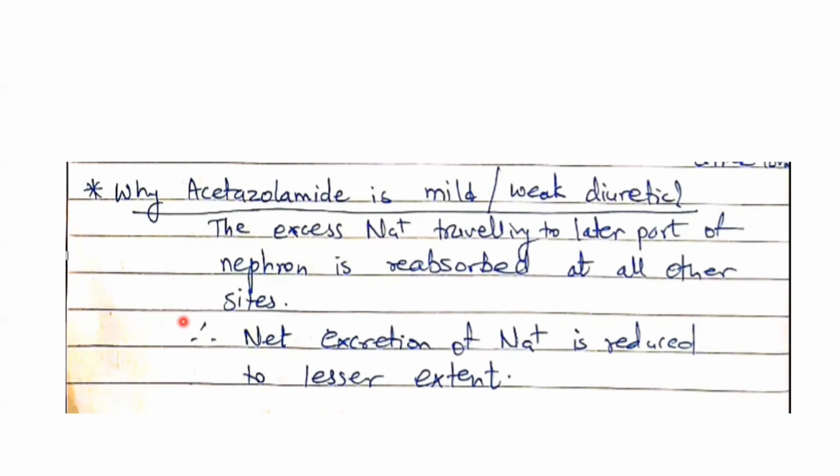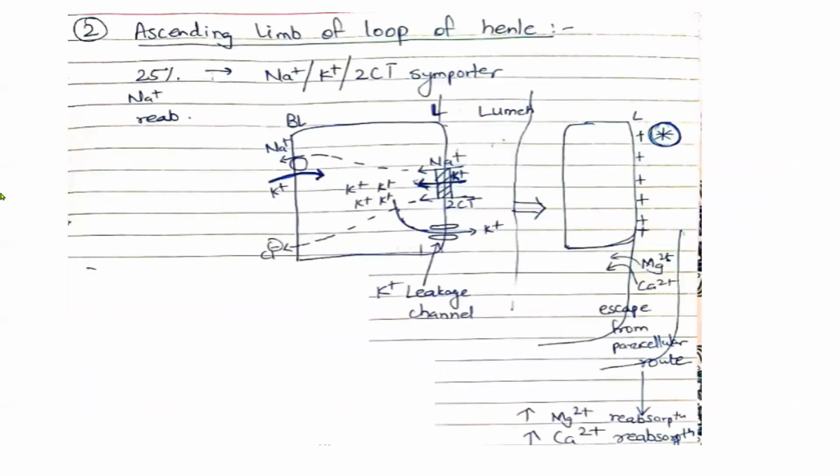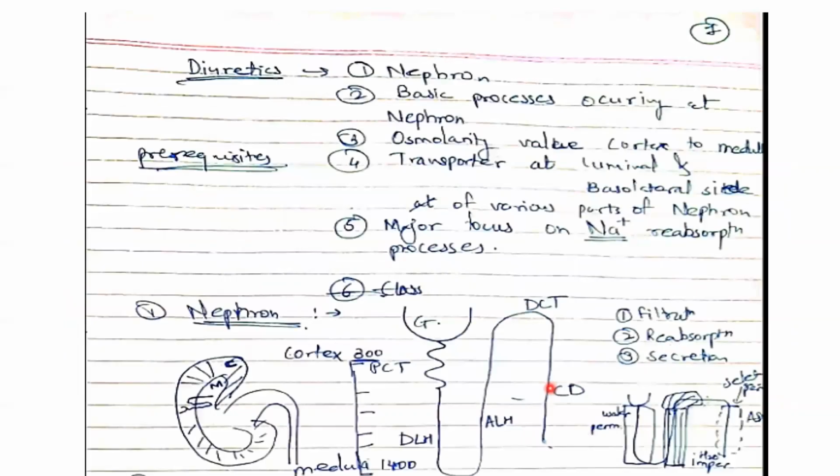So moving ahead with another class of diuretic, that is working at the ascending limb of loop of Henle. So where is the ascending limb of loop of Henle? Let's go to this diagram. This is your ascending limb of loop of Henle, right?